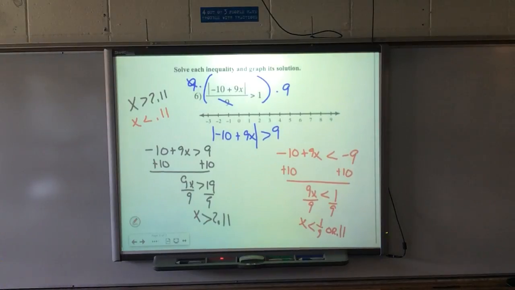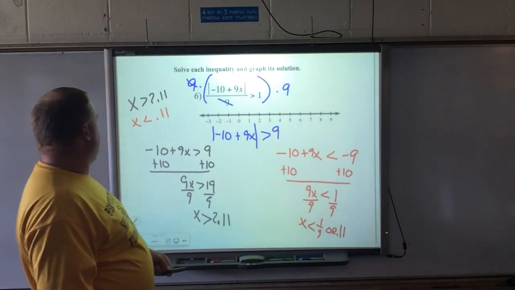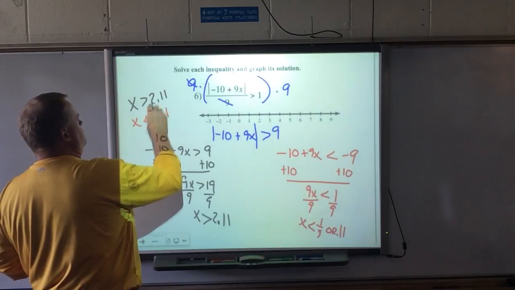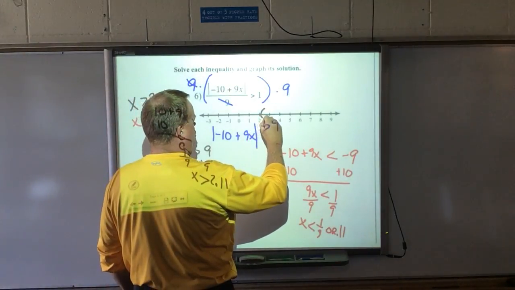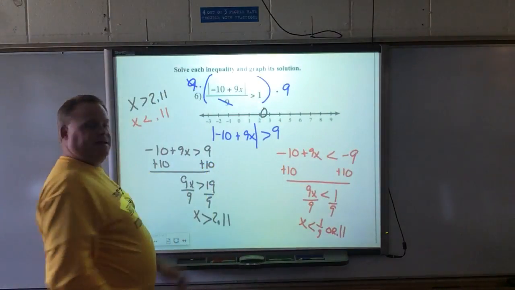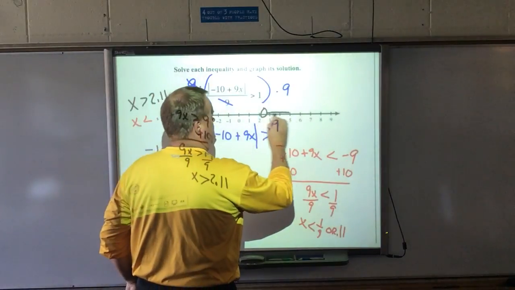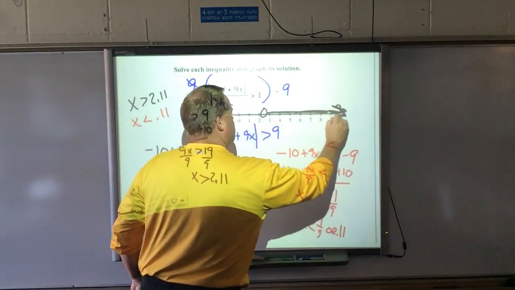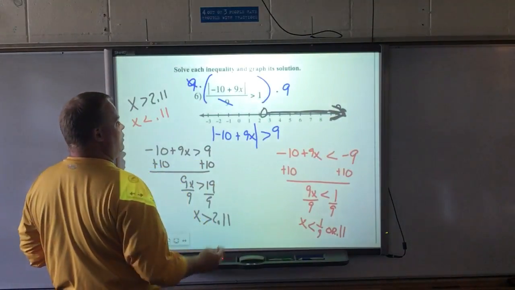Alright, so let's go to graph. So I look at this, and I want to be greater than 2.11. I am an open circle at 2.11. I made that circle nice and big so you can see that it was open. I'm going to be greater than. There's my arrows.